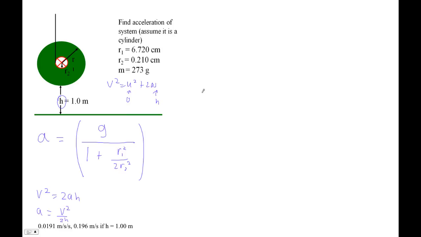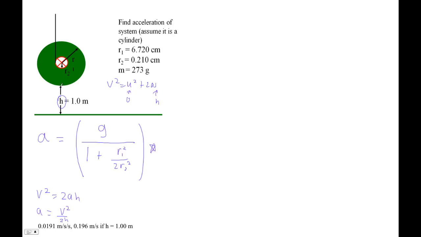If in my energy expression I arrive at a formula for v squared, and I divide by 2h, I'll have a formula for a. Seems implausible, but let's do it. This was at least somewhat complex to come by, but for energy, I think it's not so hard.